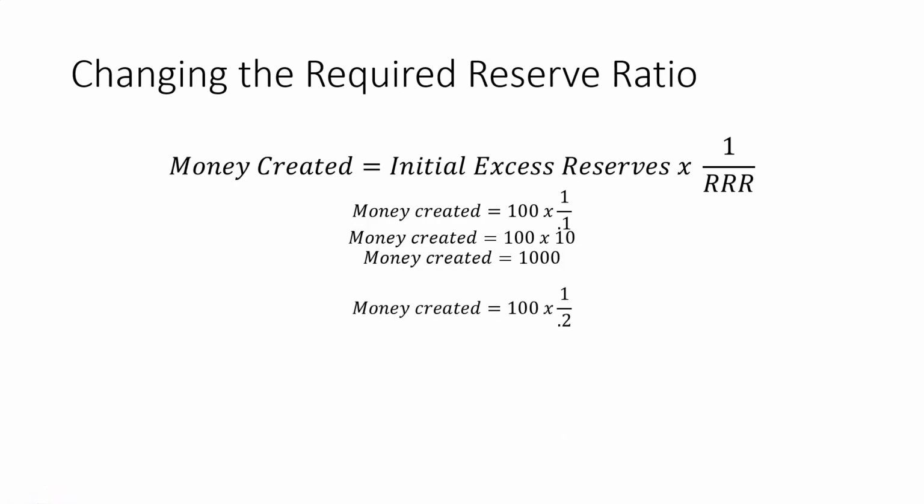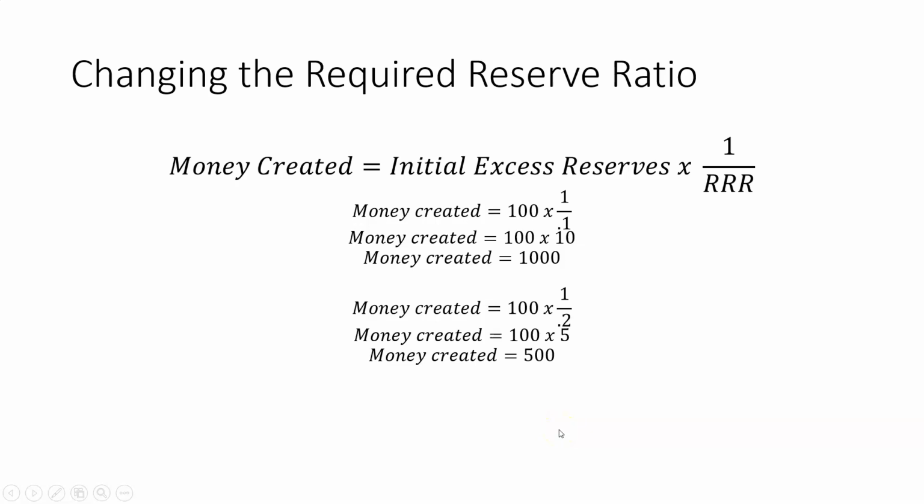If they increase the required reserve ratio to 20%, how does that change the amount of money we can create? Well, we see that we changed our required reserve ratio to 0.2, which is 20%. 1 divided by 0.2 is 5, which means we could create $500. By increasing the required reserve ratio, we decrease the amount of money that can be created.